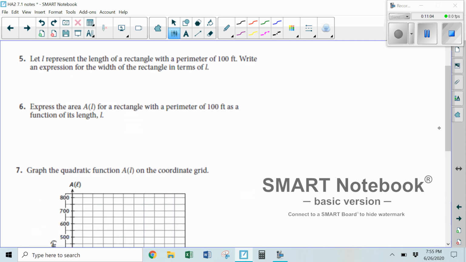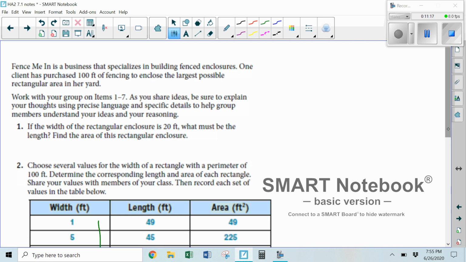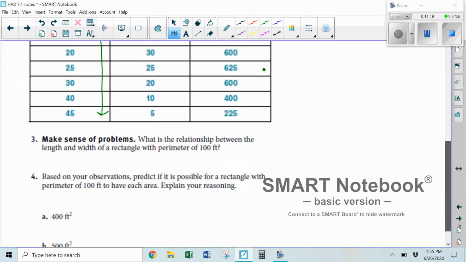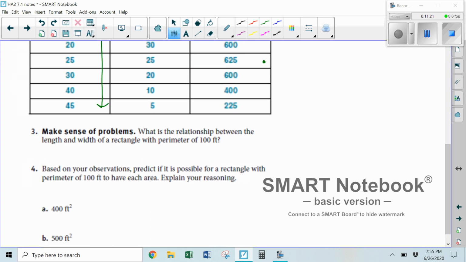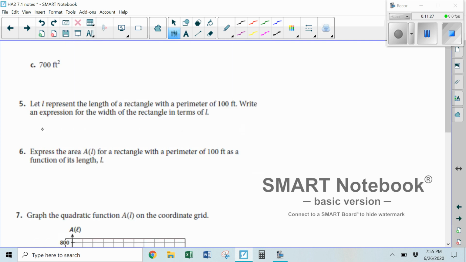Number 5. Let L represent the length of a rectangle with a perimeter of 100 feet. Write an expression for the width of the rectangle in terms of L. Now to make this easy, let's go back to what we had written in number 3, where we said length plus width equals 50. Let's rewrite that because that part already makes sense to us for number 5. Length plus width equals 50.